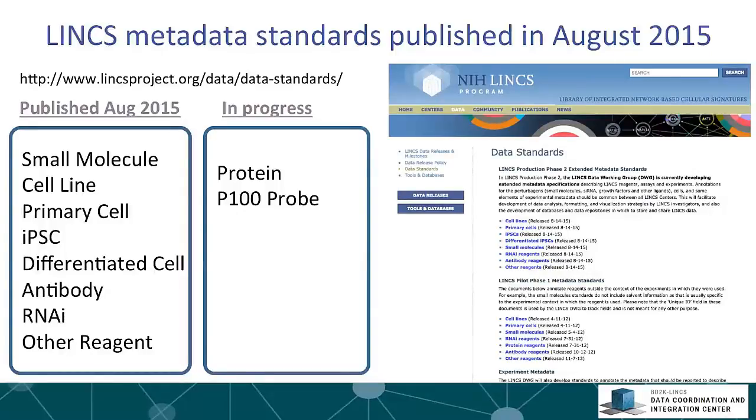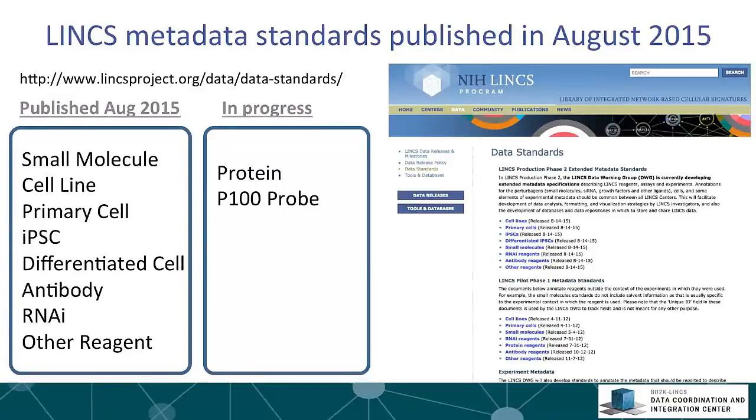Recall that LINCS signatures have three primary dimensions. The first dimension is the biological model system. LINCS biological model systems include proliferating immortalized cell lines, primary cells, induced pluripotent stem cells, and differentiated cells. Another dimension is the perturbation of the model system. LINCS perturbagens include small molecules, RNAs, proteins, and other reagents.